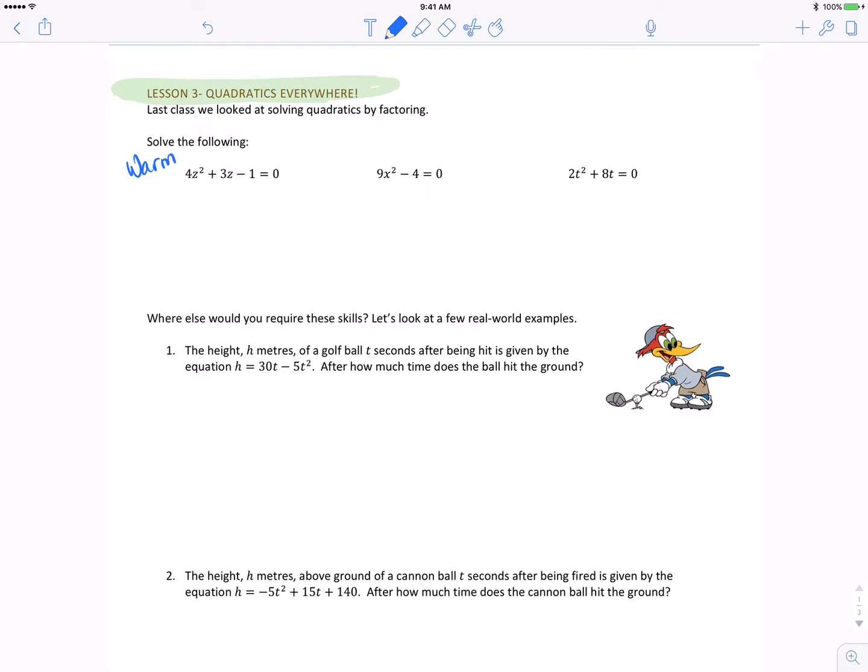What I would like you to do is take a second, pause the video, and solve the three problems you see on the screen. Remember, strategies to use: look for the greatest common factor. Can I take a 2 out of both terms? Do I see any difference of squares? Or can I look at using my X-box? All right, so pause the video, try all three, then when you're ready, click play for the solutions.